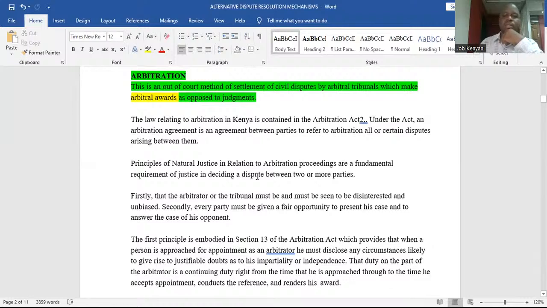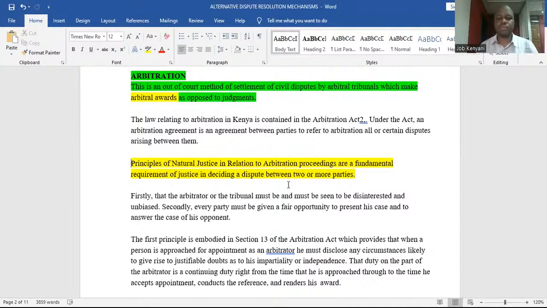So the law relating to arbitration is contained in the Arbitration Act. Under the Act, an arbitration agreement is an agreement between parties to refer to arbitration all or certain disputes arising between them. The principles of natural justice in relation to arbitration proceedings are a fundamental requirement of justice in deciding a dispute between two or more parties. So they'll apply what we call the fundamental principles of natural justice.